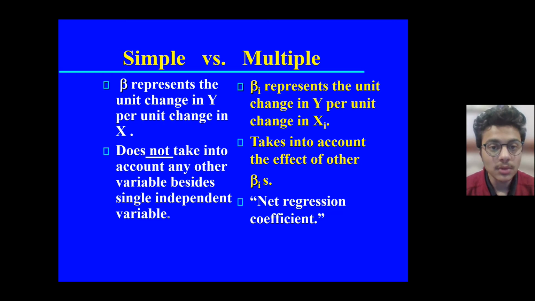Now the difference between simple versus multiple. In simple regression, beta represents the unit change in y per unit change in x. In multiple regression, beta i represents the unit change in y per unit change in xi. Simple regression does not take into account any other variable besides the single independent variable, whereas multiple regression takes into account the effect of the other betas.